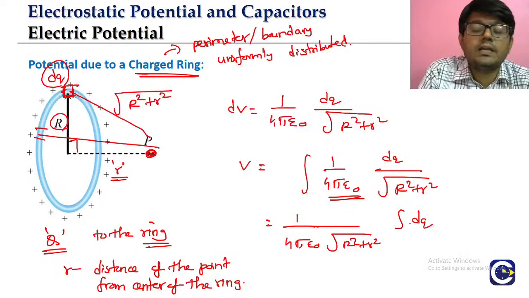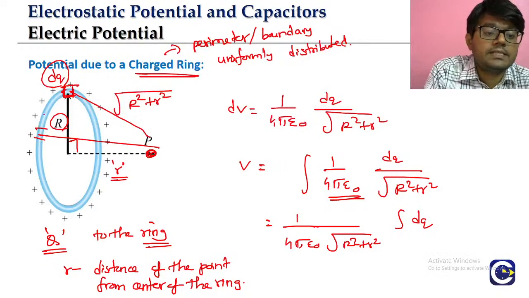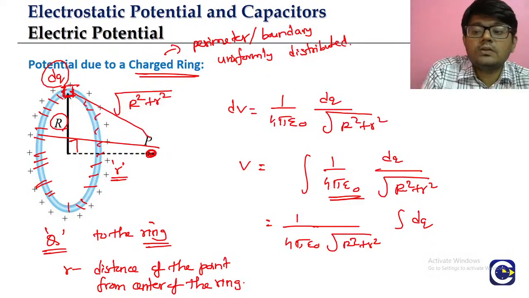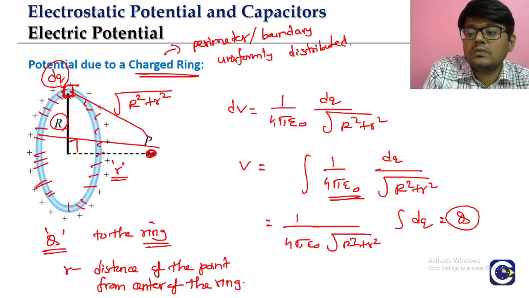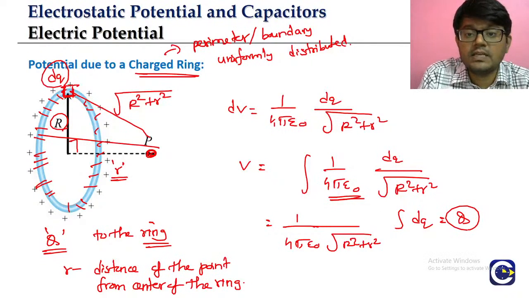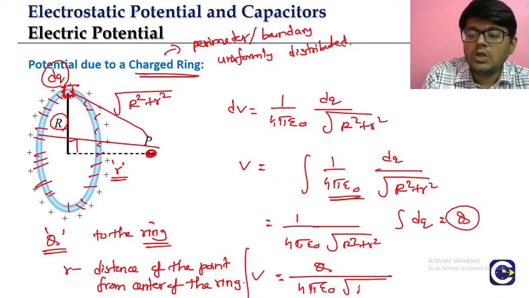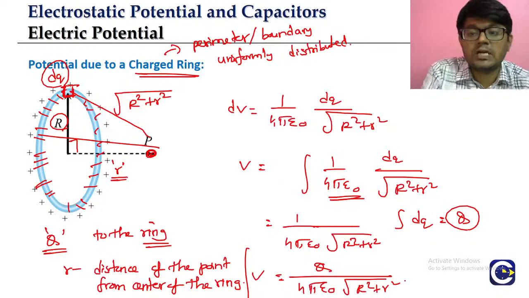Remaining is the integral of dq. We add up all these small charge elements, and we get the total charge on the ring, which is capital Q. So what is the final formula? V is equal to capital Q by 4 pi epsilon naught root of capital R square plus small r square.